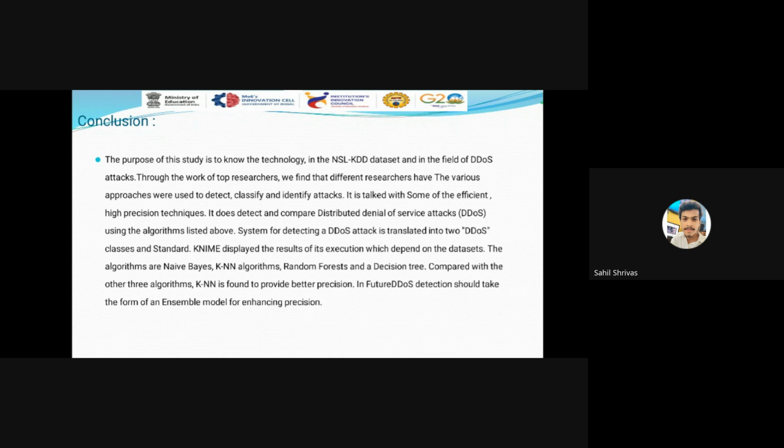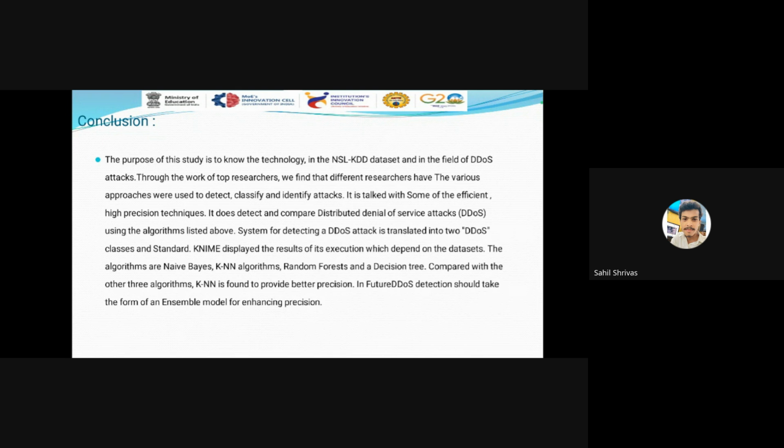It is talked with some of the efficient high precision techniques. It does detect and compare distributed denial of service attacks using the algorithms listed above. The system for detecting DDoS attacks, and standard KNN, displayed the result of its execution, which depends on the data set. The algorithms are naive Bayes, KNN algorithm, random forest, and decision tree.